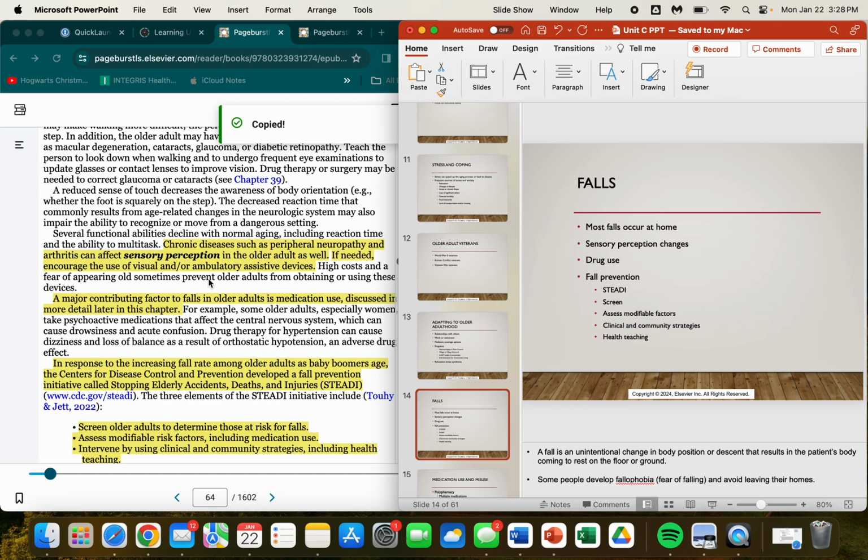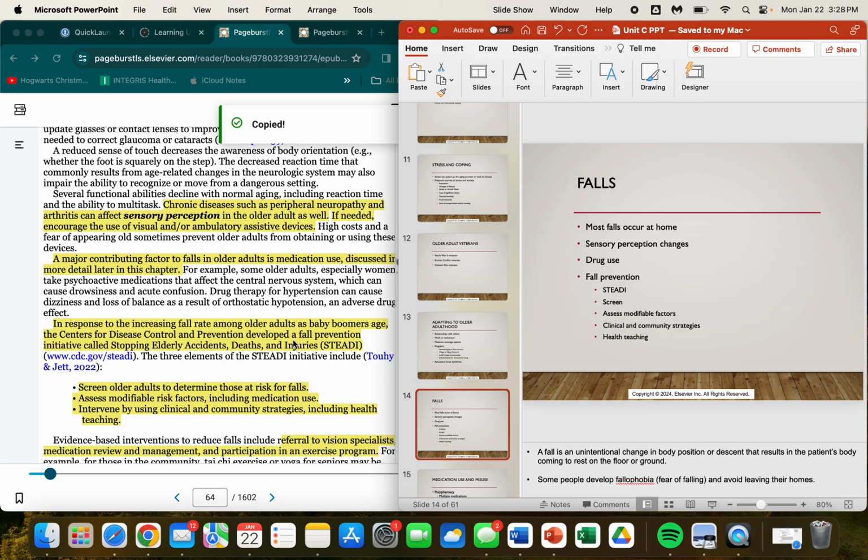So, if needed, we may need to encourage the use of visual devices or ambulatory devices that may help them keep from falling, like a walker or a cane or, like we said, grab bars. All of those things are appropriate to help patients prevent falls.